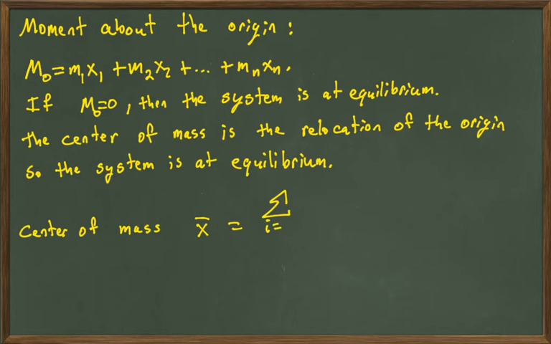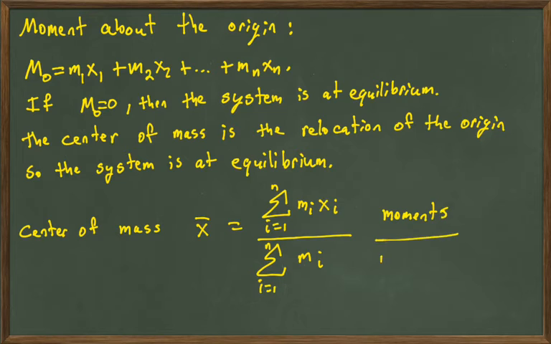So center of mass is going to be the sum of all the moments divided by the sum of all their individual masses. So that's the sum of the moments divided by the total mass of the system.